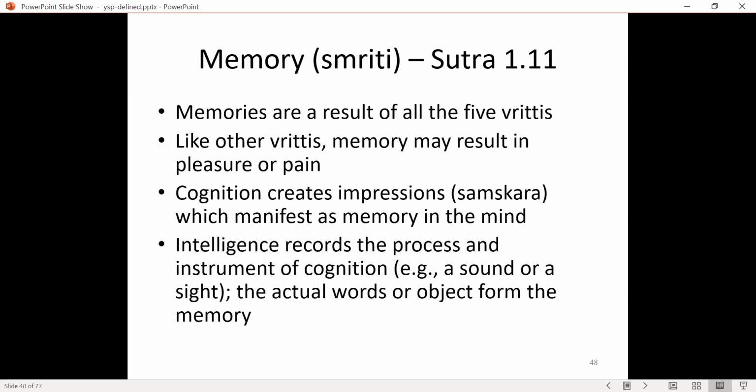So these are the 5 vrittis. Remember, pramana, viparyaya, vikalpa, nidra, smriti. 5 vrittis. Pramana is right knowledge. Viparyaya is wrong knowledge. Vikalpa is imaginary knowledge. Nidra is deep sleep. And smriti is memory. All right. So keep this in mind, because you'll be thinking about these things later on also.